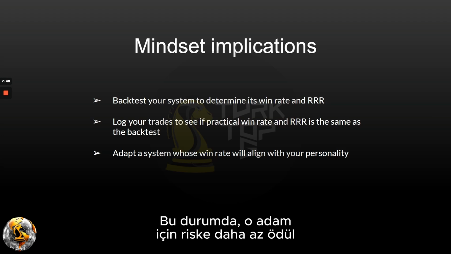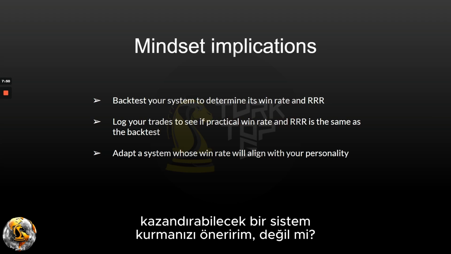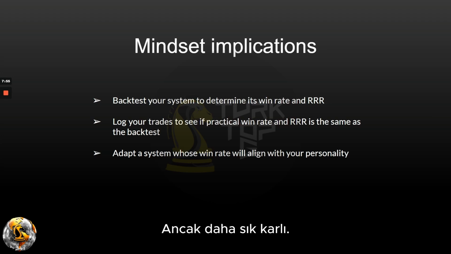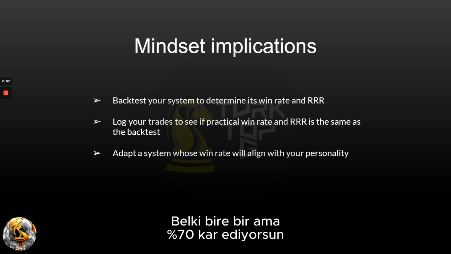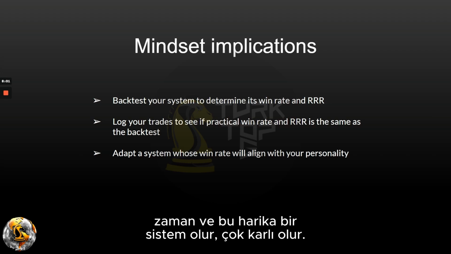So in that case, for that guy, I would suggest you build a system that might have less reward to risk, right? But is profitable more often. Maybe it's 1-1, but you're profitable 70% of the times. And that would make a fantastic system. It would be very profitable.